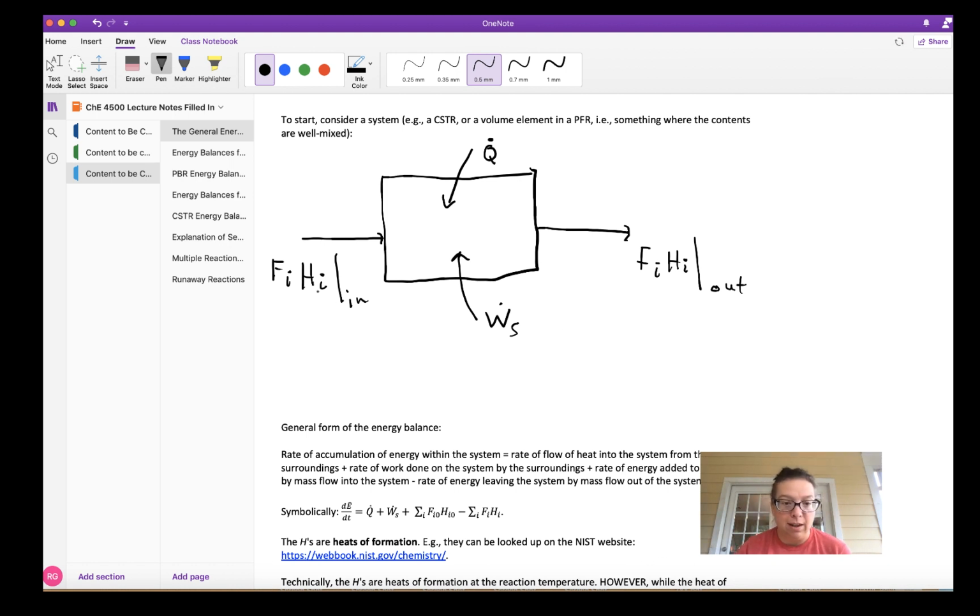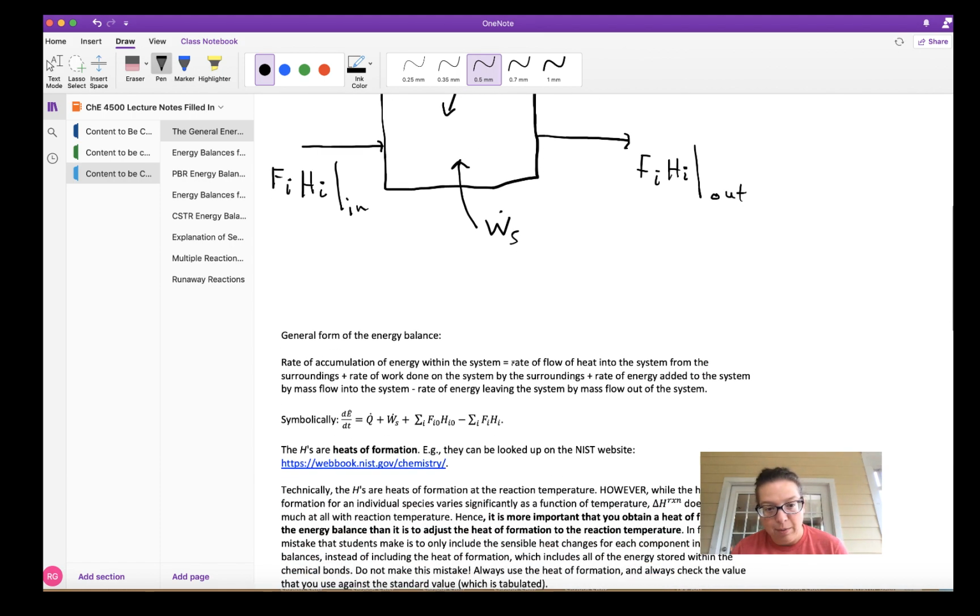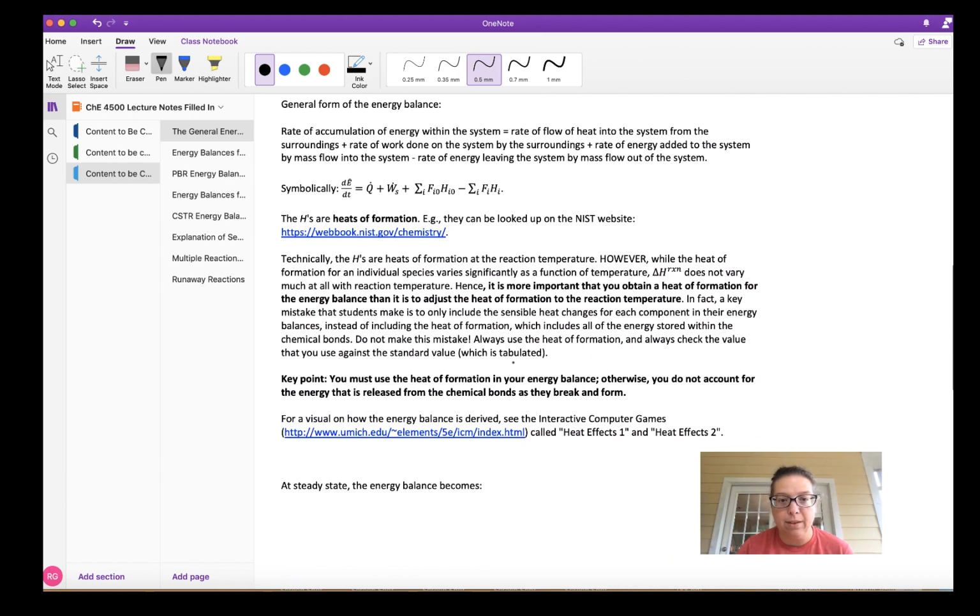And by using this enthalpy term instead of an internal energy term, we're embedding the flow work in there. So when we talk about energy, the only work term that we need to explicitly include is the shaft work term. So that's what that looks like in pictures. Symbolically, the energy balance looks like this.